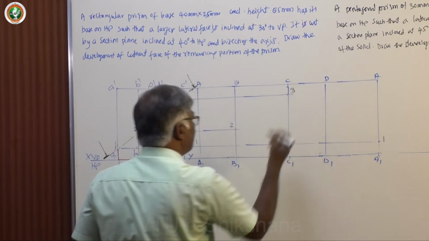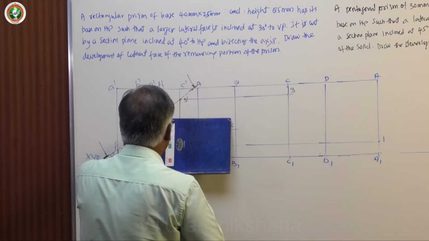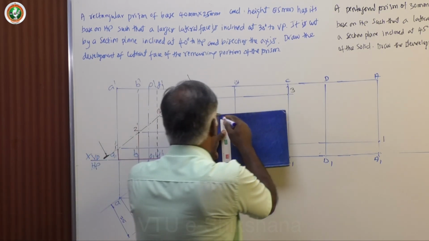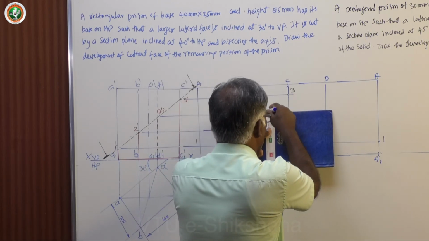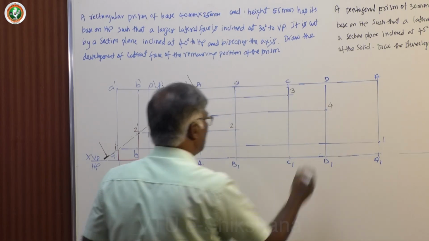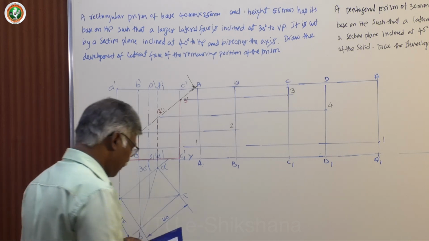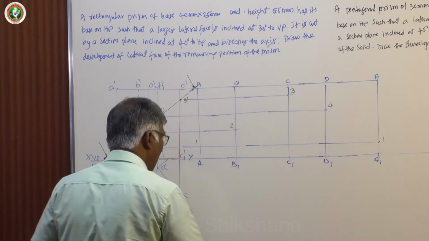This is 3. Next comes 4, D1. We have 4 intersection points with 4 longer edges. Now join all these intersection points with the longer edges with the dark line only.